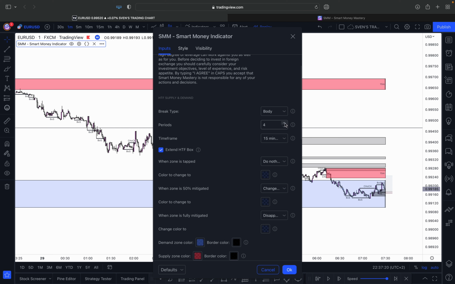So if you choose it to be higher, that means you will need more candles to determine structure. If you choose to be lower, the minimum is 2, then you will only need 2 candles to determine structure. But we have it on default on 4.